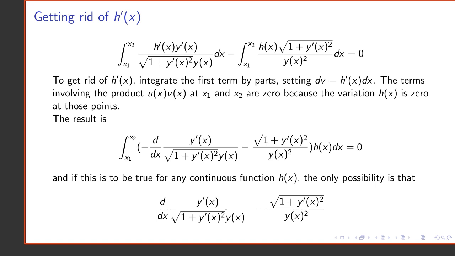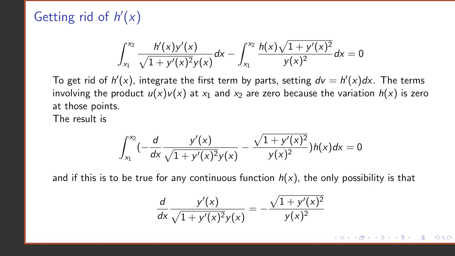There are two terms involving u and v at h1 and h2, but we're only considering variations for which h of x is 0 at those 2 points, so those terms go away. So what have we got? We have the first term now gives an h of x, which I'll take outside the parentheses, and then from du we have minus the derivative with respect to x of y prime over the square root of 1 plus y prime squared times y. So this whole business equals 0.